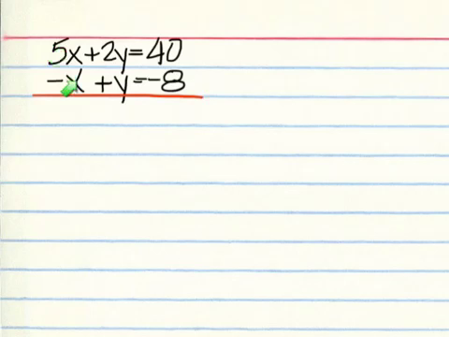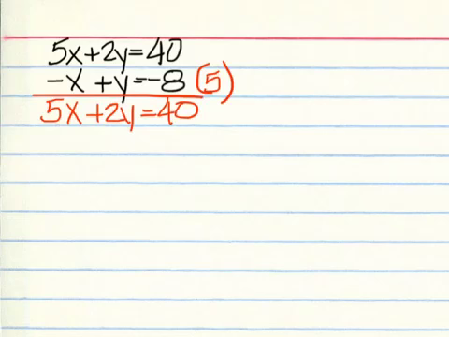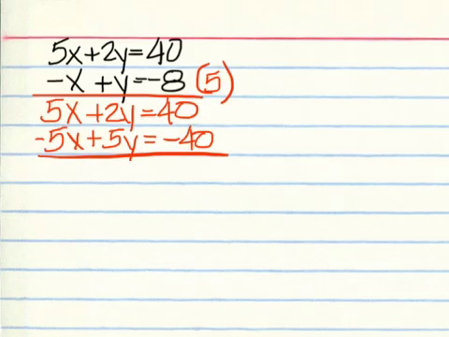You have a 5 and a 1. Ignore the negative sign for right now. 5 and 1. That means we multiply the bottom by 5. The top one doesn't have to change. 5x plus 2y equals 40 remains on the top, but on the bottom you now have -5x plus 5y equals -40. Add them together to get rid of the x's.